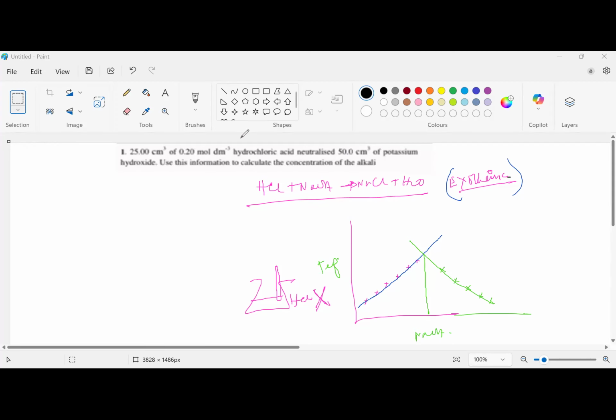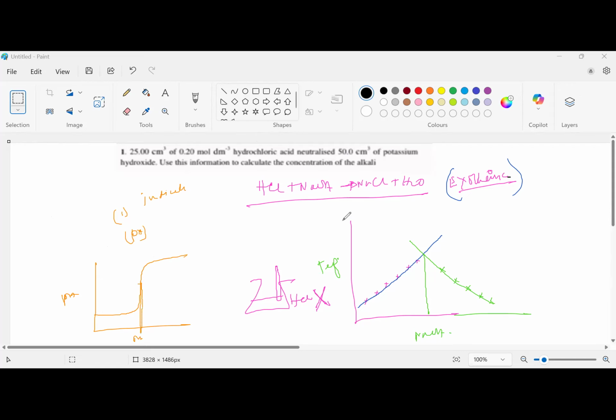We can find out the acid-base neutralization point either by using an indicator, the endpoint, or we can use a pH meter. When you use a pH meter, it will give a typical graph like this. This is the pH, this is the NaOH, and this is the volume of NaOH which perfectly neutralizes.